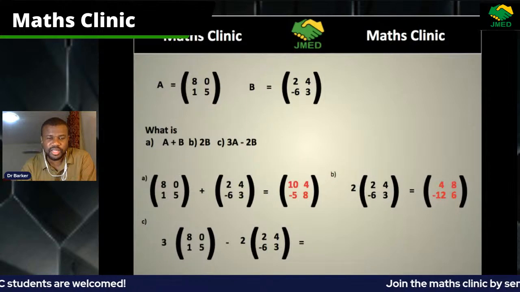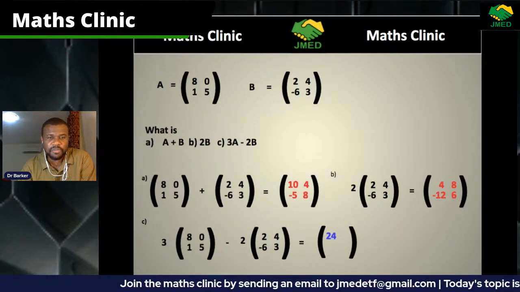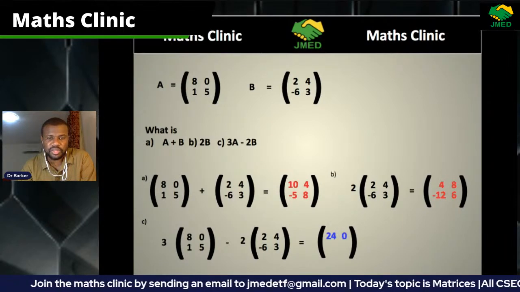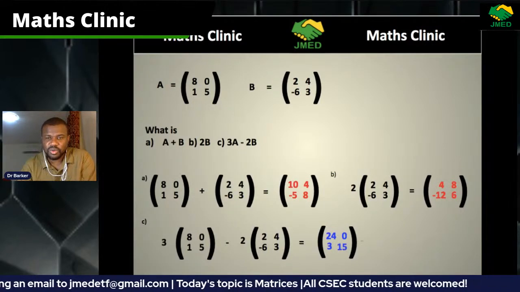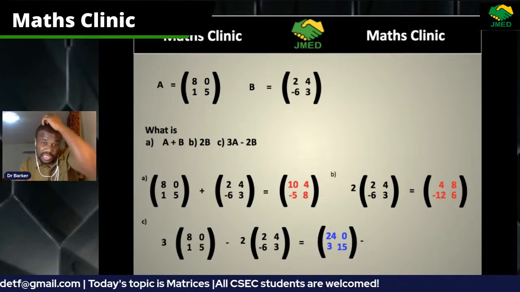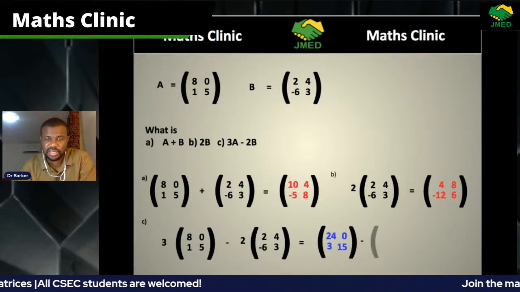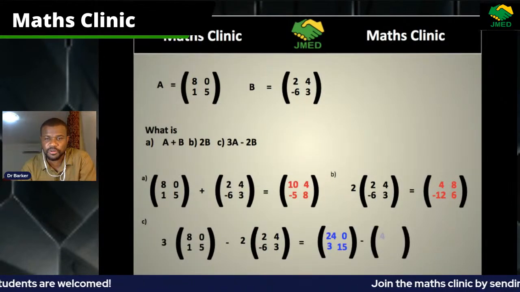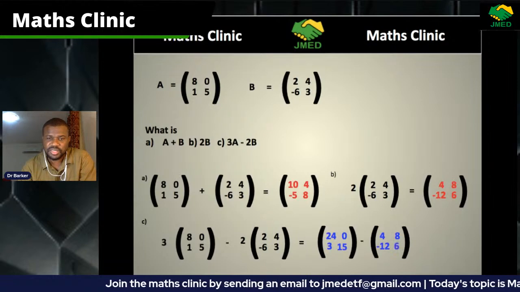First step, we can get rid of the multiplier. So we would end up with, in the first one, 24, 0, 3, and 15. All right? In the second one, we've already done 2b, and most times in exam questions, they tend to have some of the work already done, so we can replace that with 4, 8, minus 12, and 6.